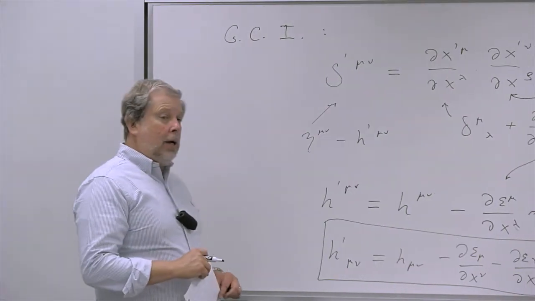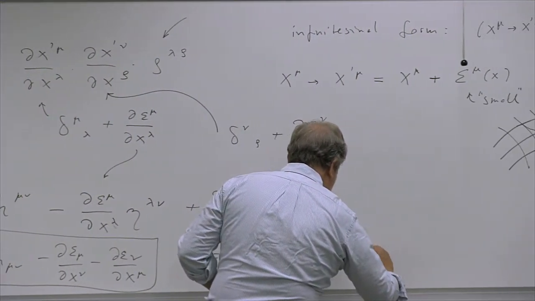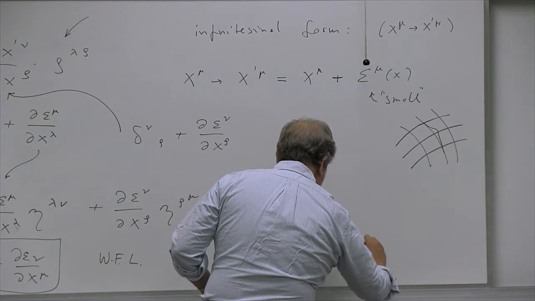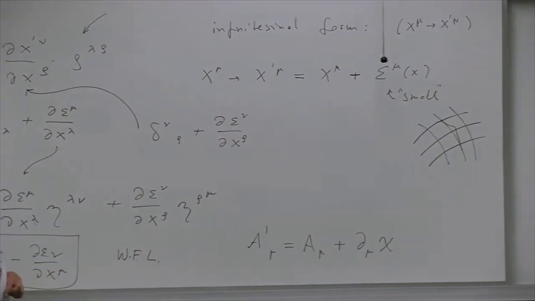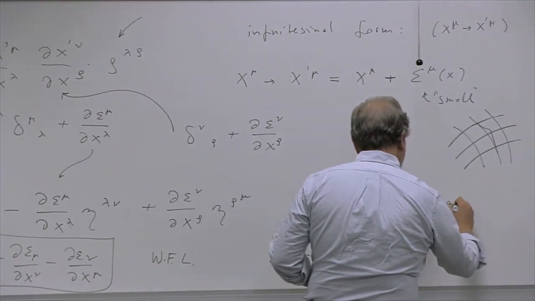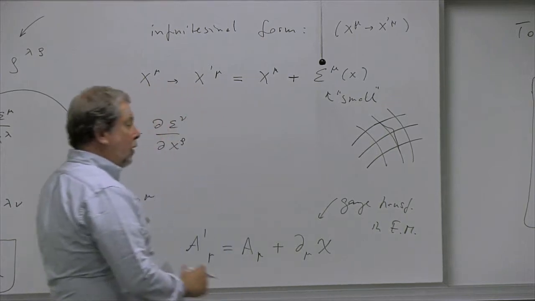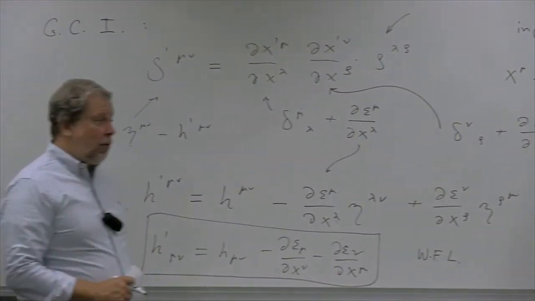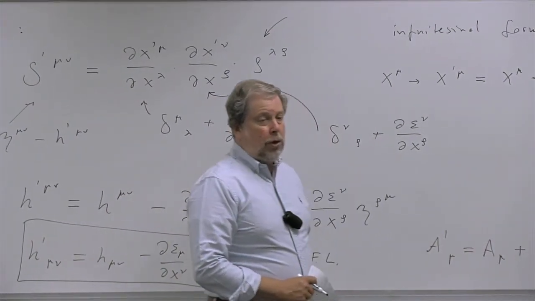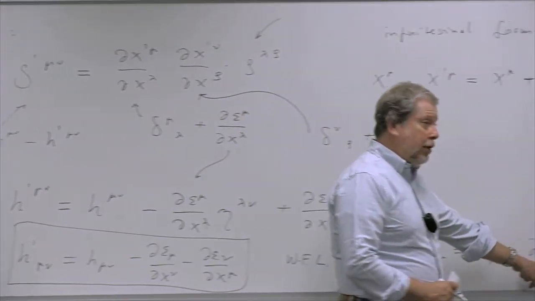It looks familiar because it is similar to what we have in electromagnetism. In electromagnetism, we have A prime mu is equal to A mu plus a derivative, d mu, of some function chi. And that function chi is just a gauge transformation function. In electromagnetism it is just a scalar function. The field, which is a 4-vector, transforms by the derivative of that function, and that allows us to make a 4-vector out of just a simple scalar.